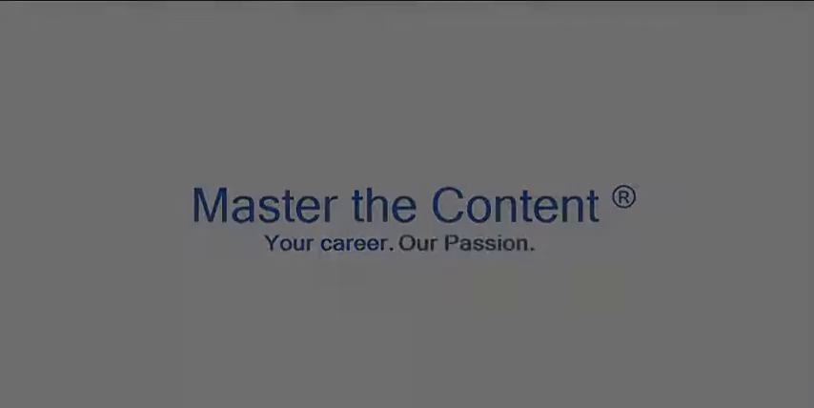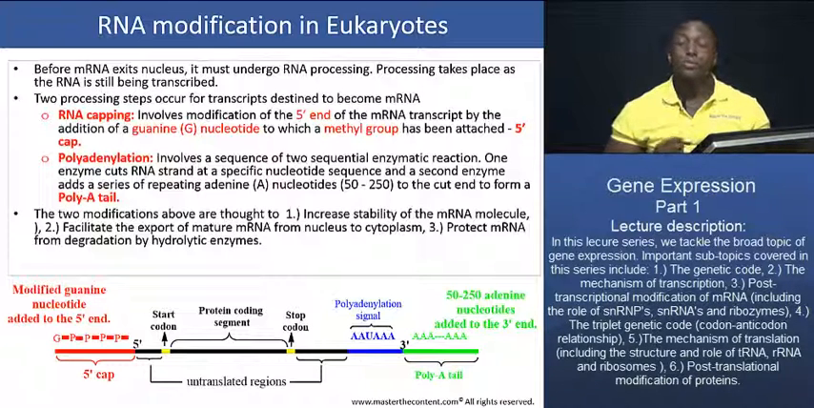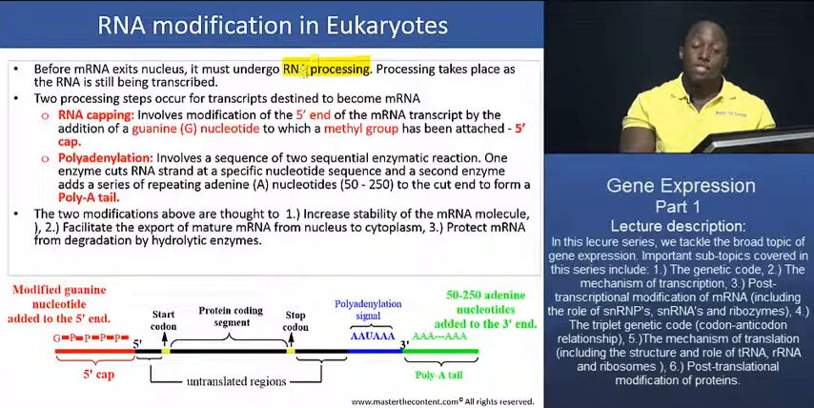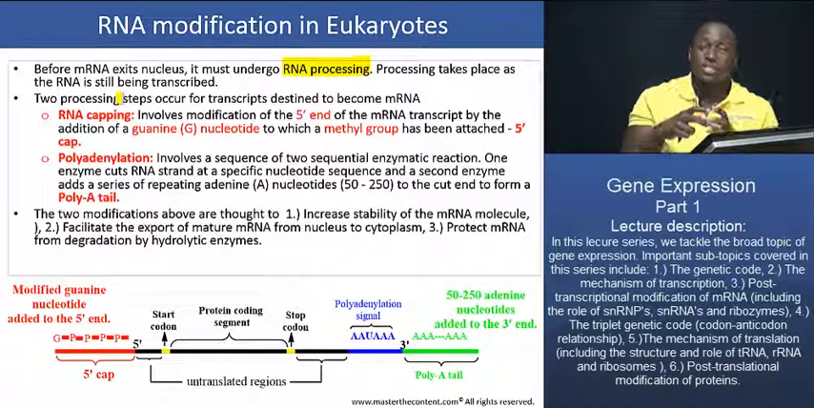Your career, our passion. And we are going to talk about RNA modification. So remember, I told you once the RNA transcript is formed in the case of eukaryotes, it's called pre-mRNA. It's immature mRNA, so it must undergo RNA processing. And now this processing begins as the RNA strand is still being transcribed. This processing consists of two main distinct steps.